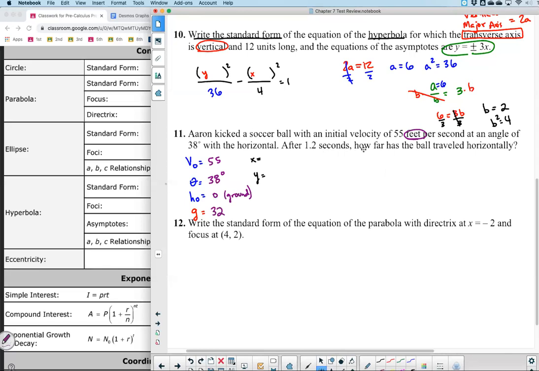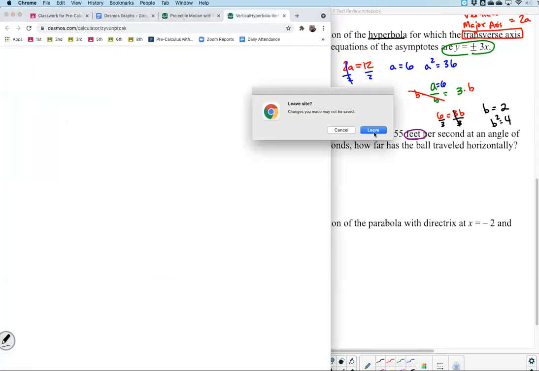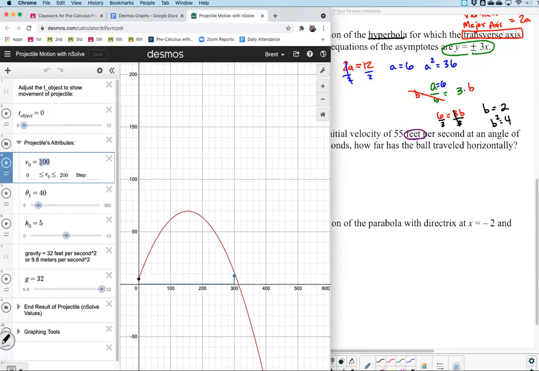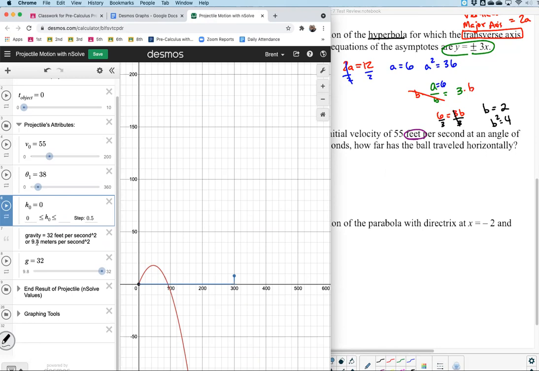After 1.2 seconds, how far has the ball traveled horizontally? These are the optional pieces. And the answer is, we don't know. Well, you can actually solve this problem really quickly using algebra, but I'm going to use my calculator. And I'm going to go to projectile motion. And we'll plug in the same values. We just had 55 feet per second. Angle, I forgot the angle, 38. We're going to say it was hit from 0 height. Gravity is at 32. Remember, those are the 2 numbers. You don't have to memorize that. You just go off of what the problem is.